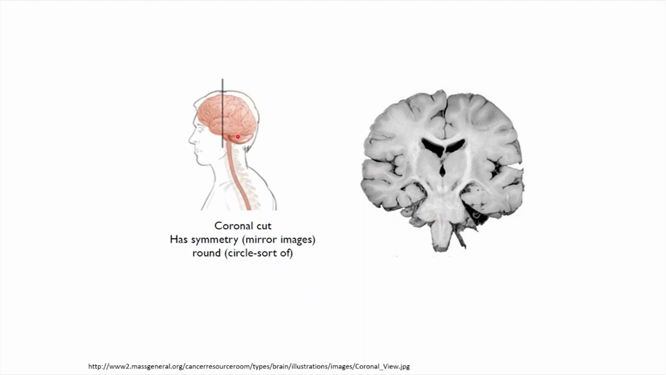So after cutting, we are looking at the brain from the front, and this is what the brain would look like. You see a roundish figure, and the image is symmetric on left and right, because you are seeing the left side of the brain here and the right side of the brain here. So this is one of the cuts which has symmetry, and this is called a coronal cut, the cut that is made parallel to the face, the coronal cut.